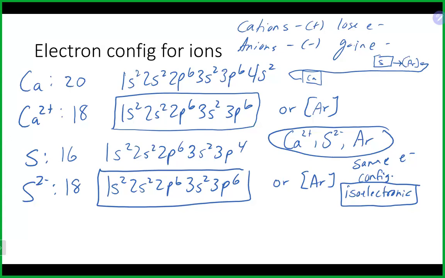Transition metals are a little bit different in terms of what happens when they lose electrons. And since they are transition metals, they will always lose electrons. They will never gain electrons, so they will only become positively charged. Let's take a look at our friend iron, for example, that we just did, which was 26 there.